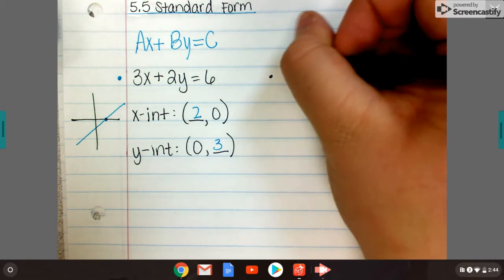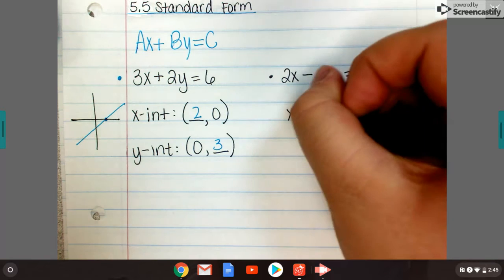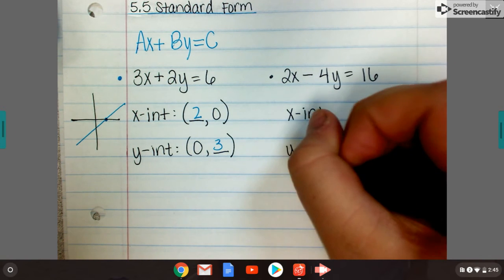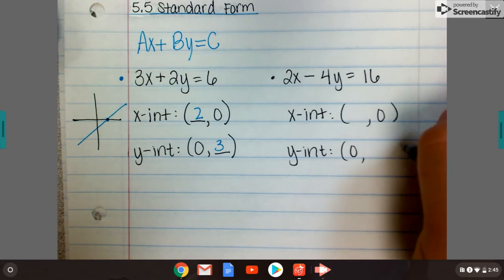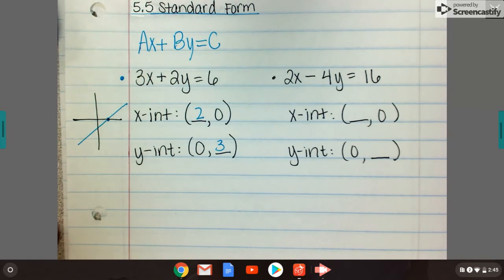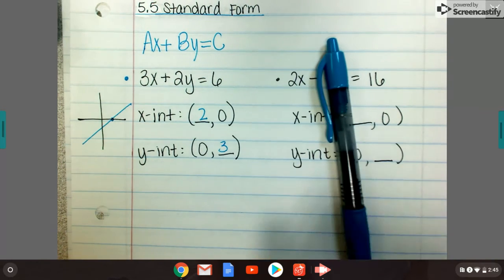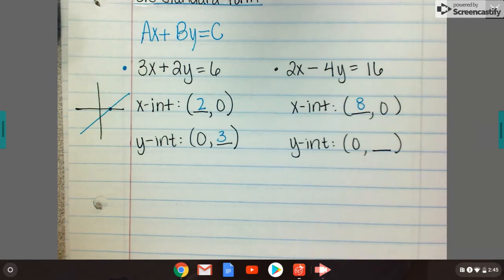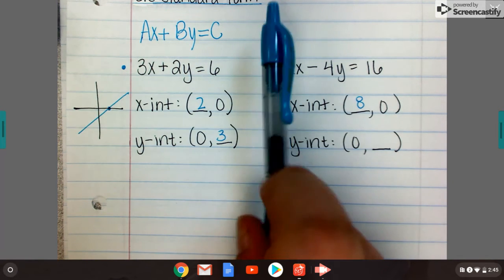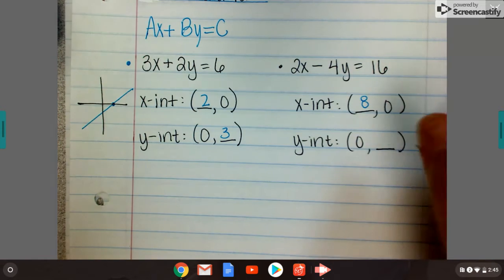If I had 2x minus 4y equals 16, let's find our x-intercept and y-intercept again. For our x-intercept, plug a 0 in for y. So that term goes away. Divide both sides by 2, and we've got x equals 8. So the point is 8, 0. For our y-intercept, plug a 0 in for x. So that term goes away. Divide both sides by negative 4, and y would be negative 4.